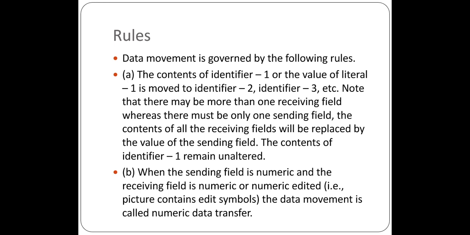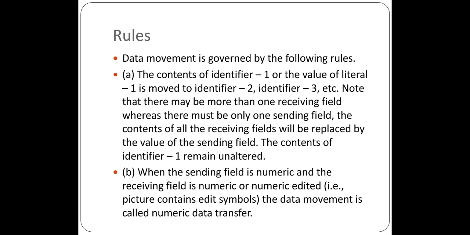Before receiving the value, identifier 2, identifier 3 and identifier 4 may have some other value. But after receiving the value, they hold the value of identifier 1. This is a very important point. The contents of identifier 1 remain unaltered, which means the sending field holds the same value, whereas the receiving fields possess different values after using the data movement verb. This is the first rule.